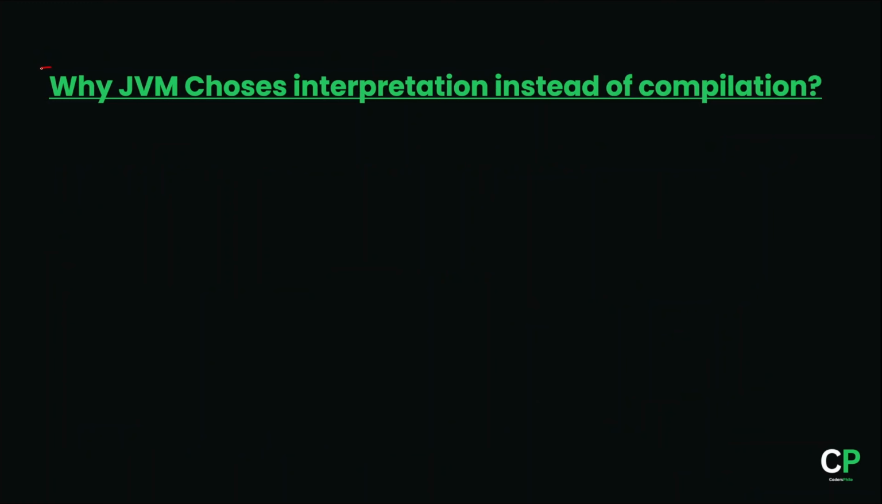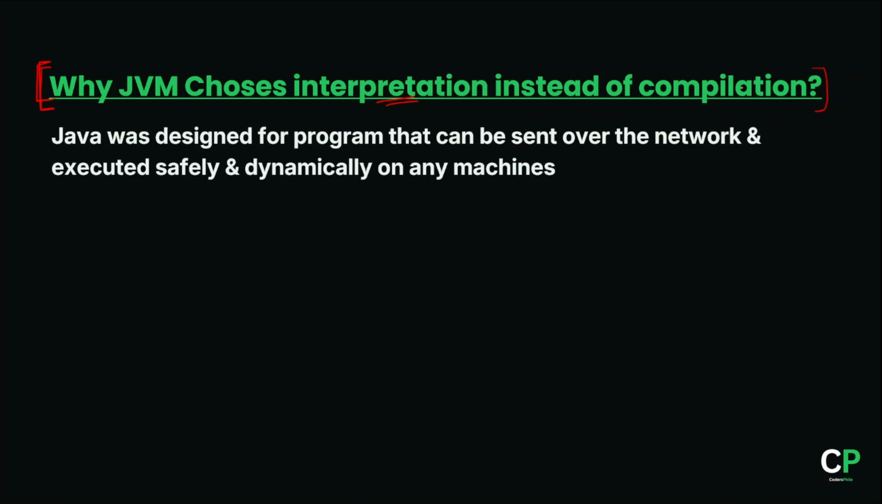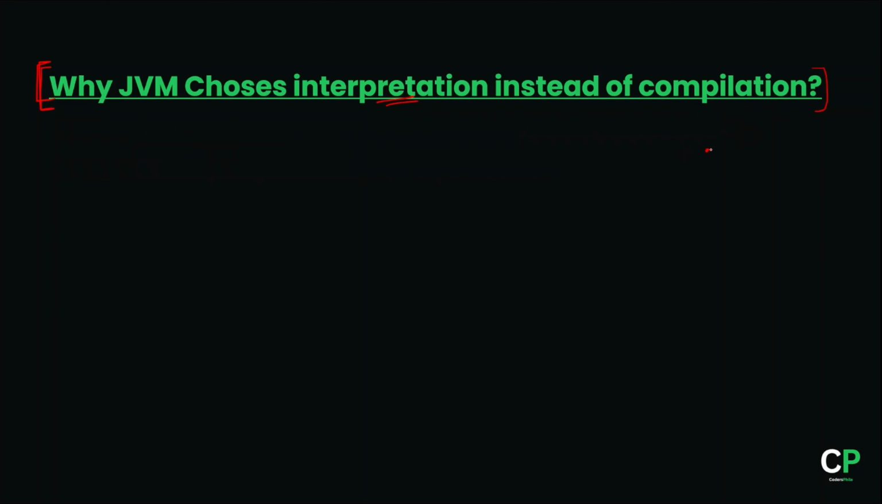Now there will be one more confusion among you: why does the JVM choose interpretation instead of compilation? For example, here is our .java file. First it is converted into the .class file, and then it is interpreted into machine code. So the first step is the compilation, and the second step is the interpretation. So why does Java choose interpretation and not compilation for the second step?